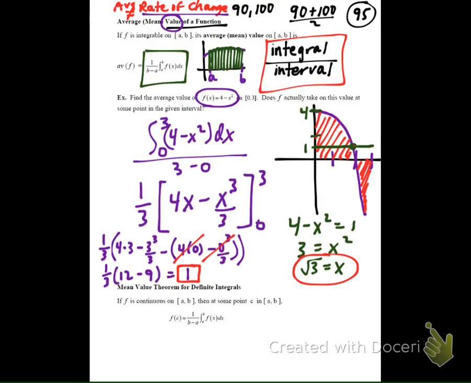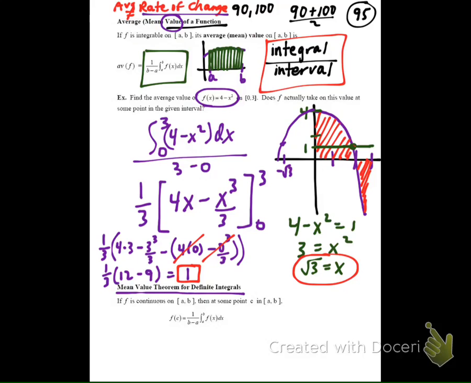Now, if we did extend this to the second quadrant, then we would see over here at negative radical 3 as well, the value of the function would be 1. So the answer to that question, does f actually take on this value at some point, is yes, it does when x is equal to radical 3. Okay, and that leads us into, finally, the mean value theorem for definite integrals.